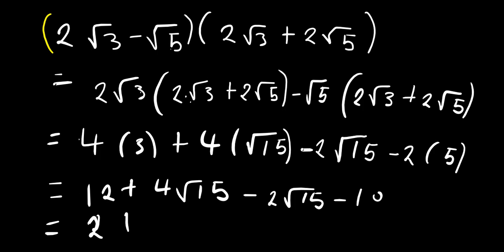Then we've got positive 4 root 15 minus 2 root 15. So you're just going to get 2 root 15. So you are done for this one.